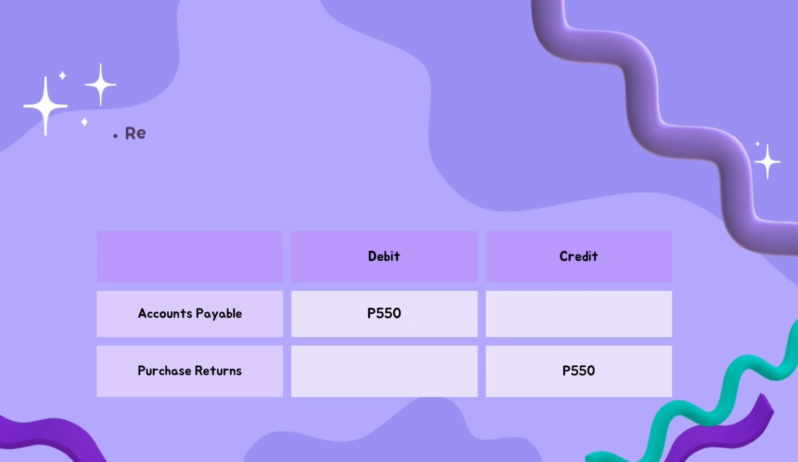Next is, return 10 of the items to the vendor on account. Nagbalik tayo ng 10 items sa vendor, either it's defected or what. Ang accounts title ay accounts payable at purchase returns. Debit yung accounts payable and credit naman yung purchase return. So, naging 550 kasi 55 times 10. Yung 10, ito yung items na ibabalik natin sa vendor.